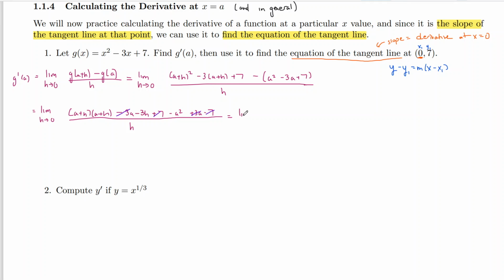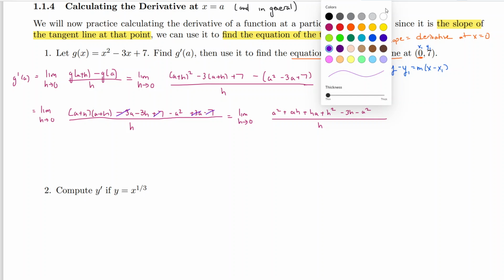Now what do we do? Well, the next step, really, we don't have much to do yet. We need to square this out. We need to multiply this out by foiling. So a times a would be a squared, plus a times h is exactly that, plus the insides h times a, plus the last h times h is h squared. Now after this, what we're left with, we have a minus 3h and a minus a squared. And then this is all over h.